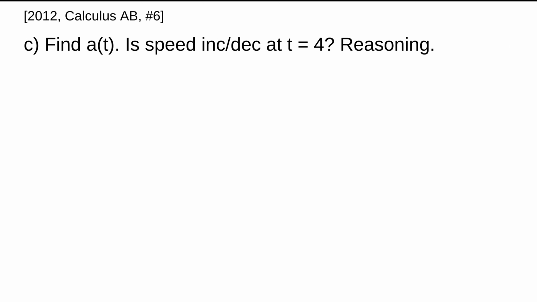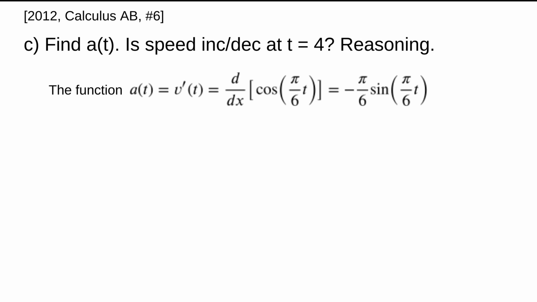In part C of the question, we are asked to find the function a of t and then determine if the speed of the particle is increasing or decreasing at t equals 4, and to provide reasoning. So a of t is just going to be the derivative of our velocity function. So a of t is just the derivative of cosine pi sixths of t, which, applying the chain rule and some basic differentiation rules, is negative pi sixths of sine pi sixths t. So there's our a of t.